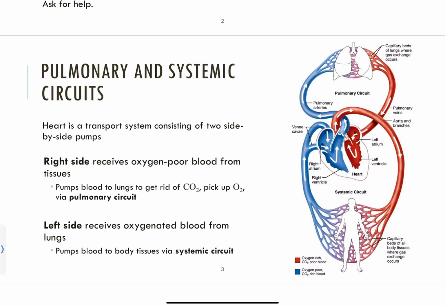So the right side of the heart is going to receive oxygen poor blood that's returning from the body tissues, and then it's going to be pumped to the lungs through what we call the pulmonary circuit. So once it's in the lungs, our carbon dioxide that we picked up from our tissues is going to be exchanged for oxygen. The other pump, the left side of our heart, is going to receive oxygen-rich blood from the lungs, and it's going to pump it to the rest of the body through the systemic circuit, and it's going to deliver oxygen and nutrients to our tissues and organs.